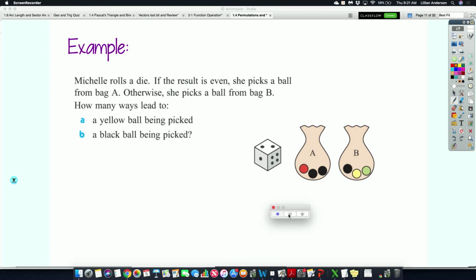Am I going to add those together? I'm going to multiply those together. So there are 3 ways for it to be picked. 3 odd numbers times your 1 yellow ball gives you 3 different ways. Okay? But a black ball, what are the different ways that a black ball can be picked?